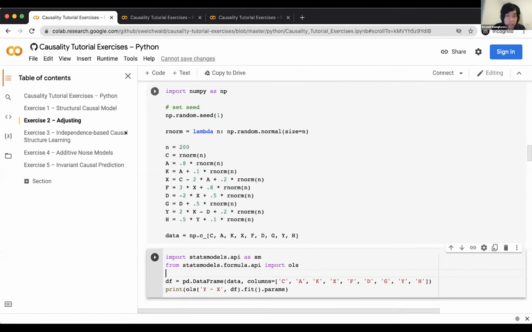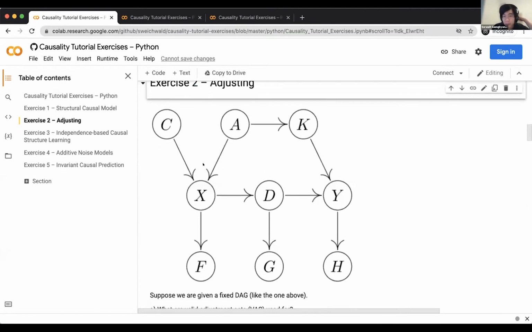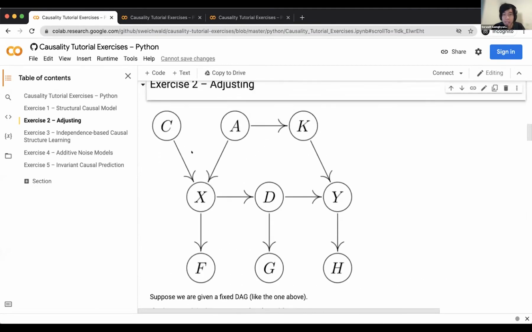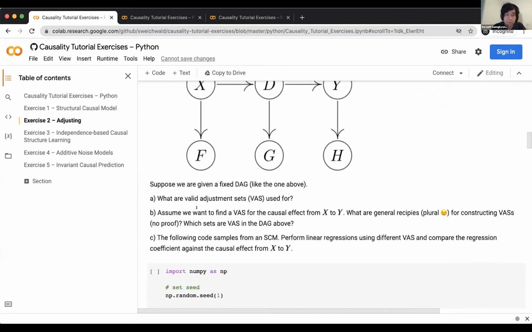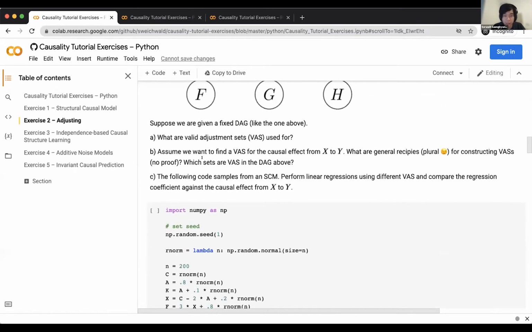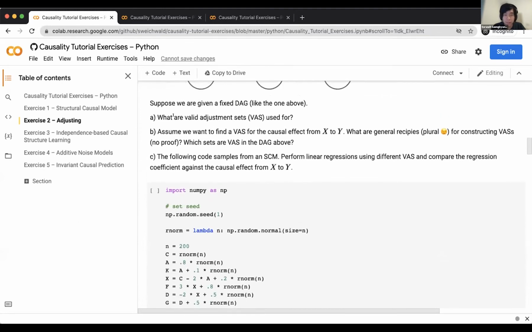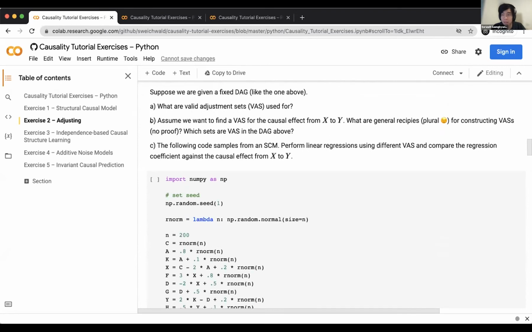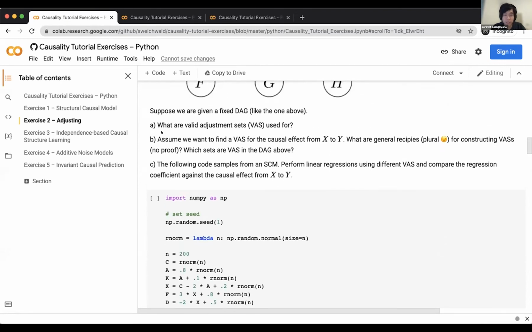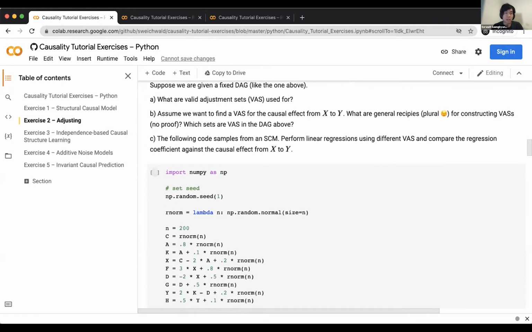All right, let me then share my screen now. Quickly, we have a few minutes. All right. So in the same notebook, we will see exercise 2, adjusting. And this is the same SCMs with the same graph. And we have a couple of questions about estimating the causal effect by finding the valid adjustment set. I think more importantly, you can already answer A, and B, Jonas already mentioned the two recipes that we can use.